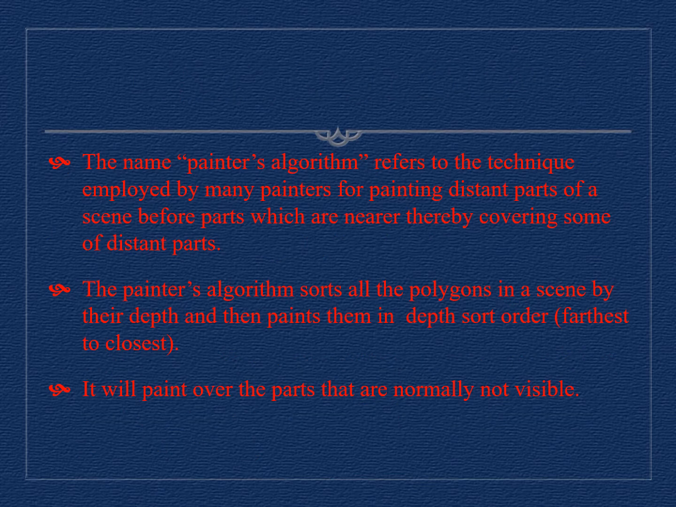The name Painter's algorithm refers to the technique employed by many painters for painting distant parts of a scene before parts which are nearer, thereby covering some of the distant parts. Painter's algorithm sorts all the polygons in a scene by their depth and then paints them in depth sort order, that is, farthest to closest. It will paint over the parts that are normally not visible.